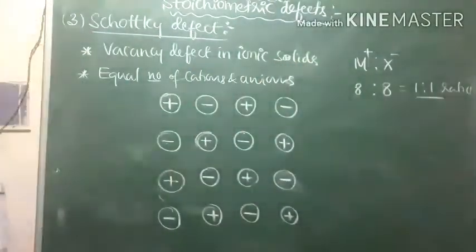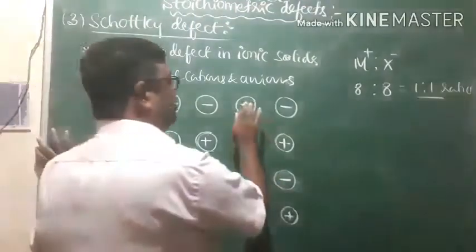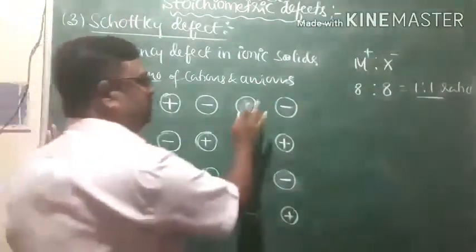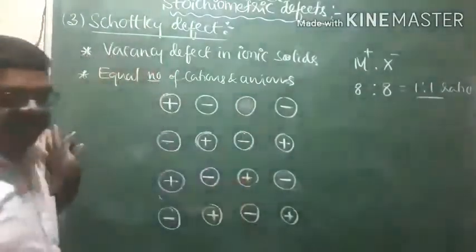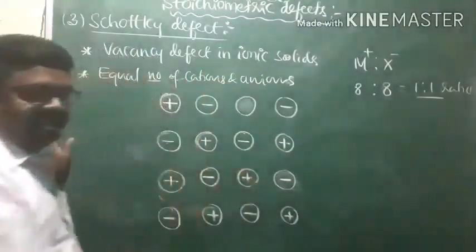Now, due to some reason, for example, if one cation is missing from its lattice site, then what happens? The number of positive charges will be decreased.